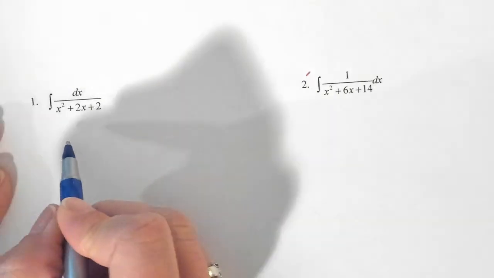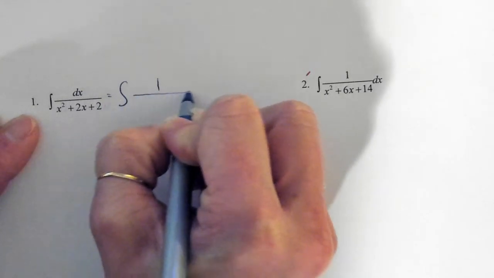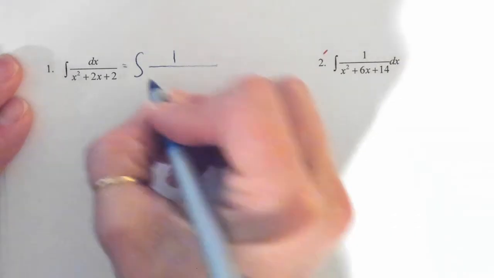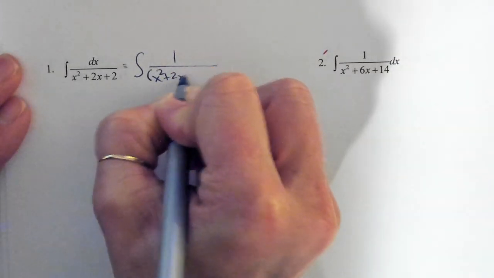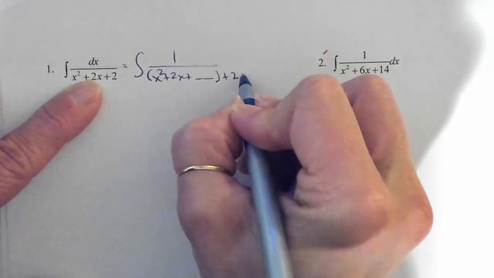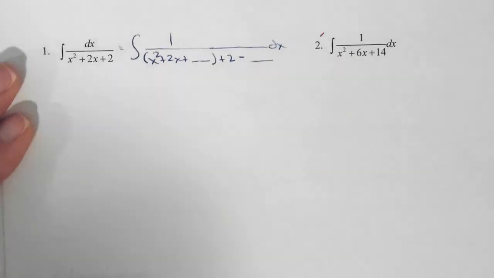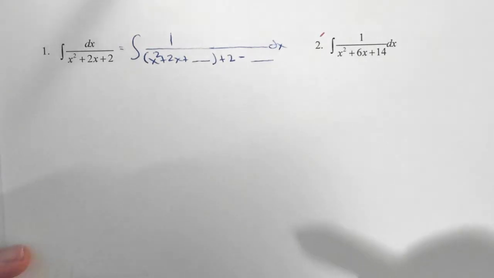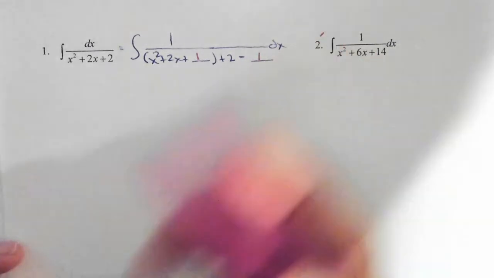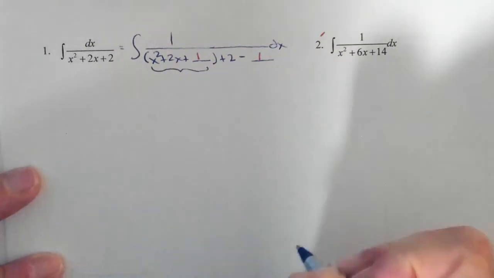All right, so we're going to start with number 1. We're going to rewrite this problem. We've got the integral 1 over. Now, we need to push this down and leave space so that we can complete the square. So I've got x squared plus 2x plus something, and then I've got plus 2, so whatever I add here, remember you have to subtract the same thing. And I'll throw my dx on the end. What goes in that spot? Yeah, I've got a 1 squared, which is 1, and then a 1 squared, which is 1. Everybody okay?